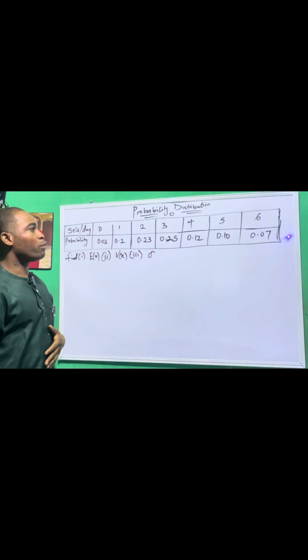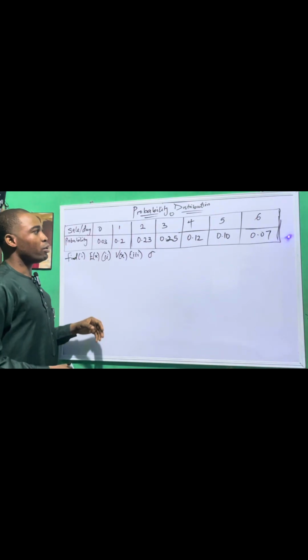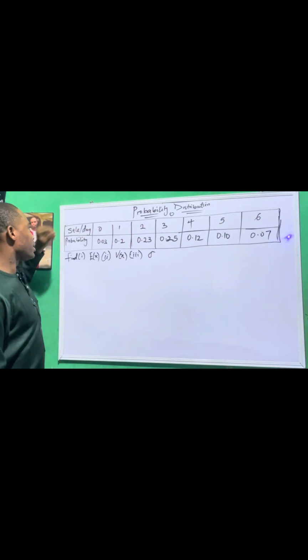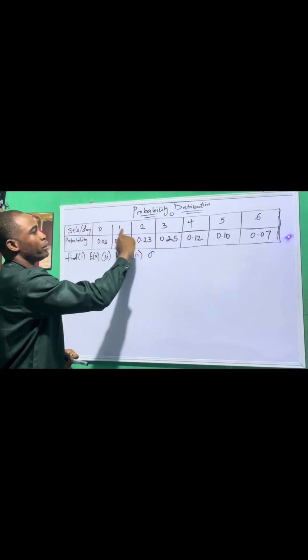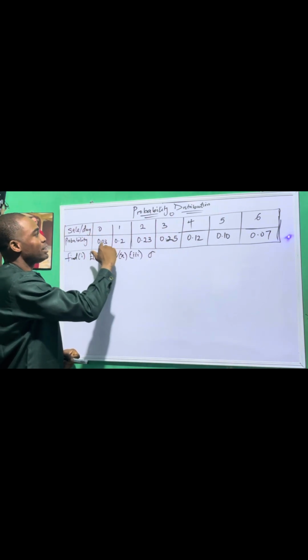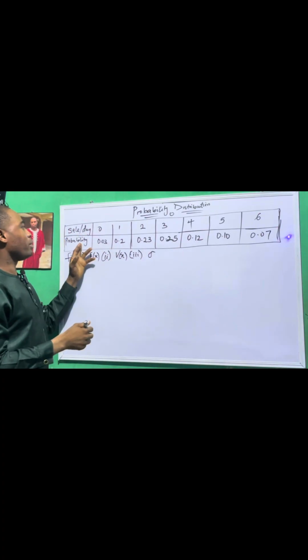Here we go. If you have a question like this, it can be an assignment, an exam question, or a test question. Your question will come in this form, and you have the table. You have been given the value of x. The sales is the value for x, and the probability of each sales per day is the probability value we have here.